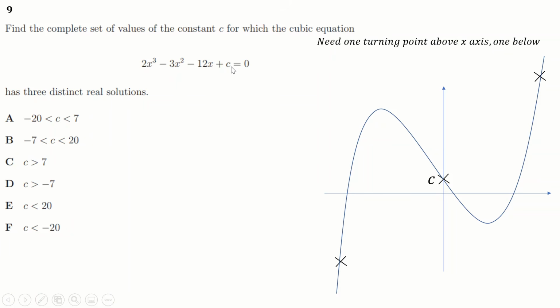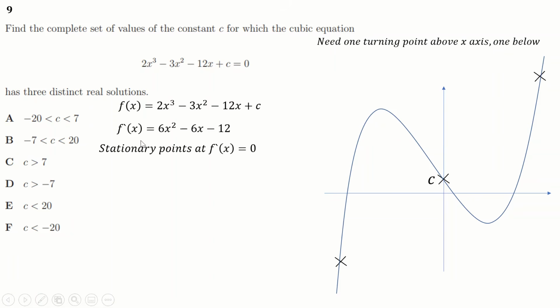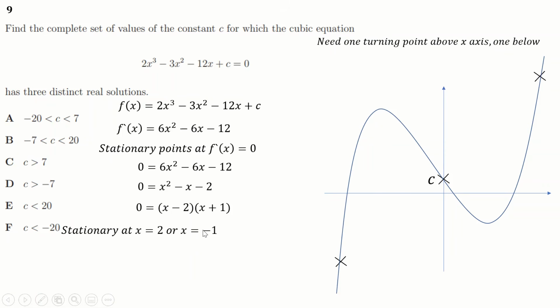So what I'm going to do is look at the stationary points of this, or the turning points, and evaluate that. So if this is f of x here, if I differentiate it, I get this. If I set that to be 0, because stationary points are at 0, I get this, divide everything by 6. This factorizes very nicely, and I find my stationary points are at 2 and minus 1. So this graph looks a bit out. My stationary points are at minus 1 and 2.